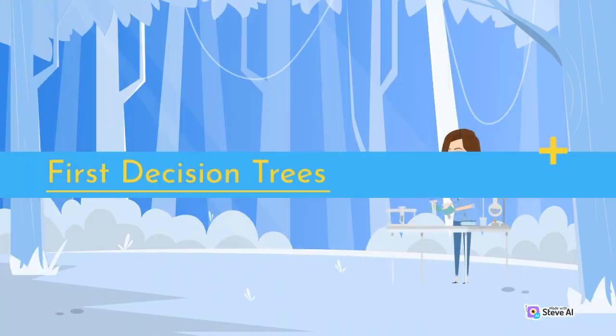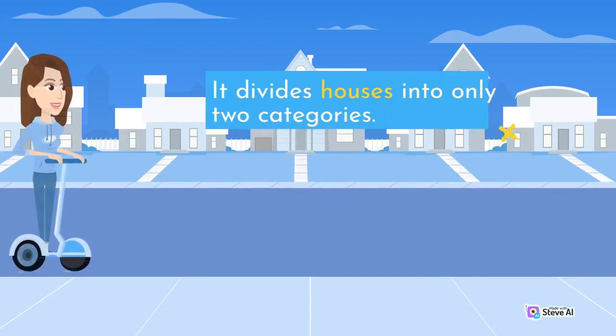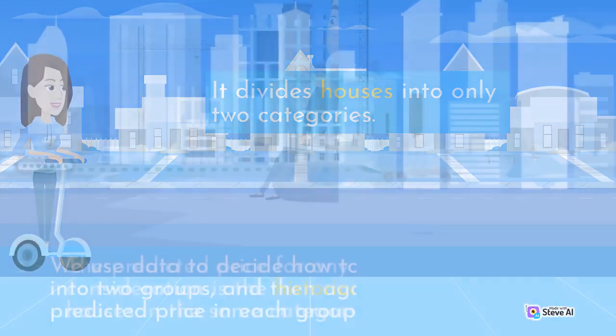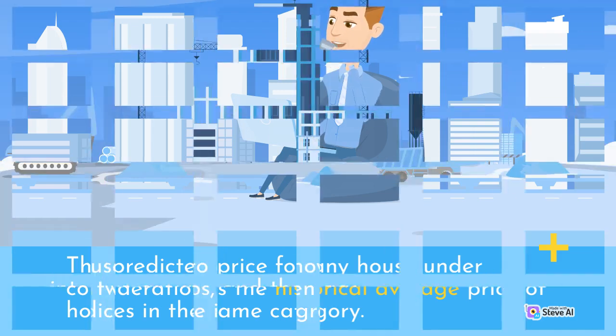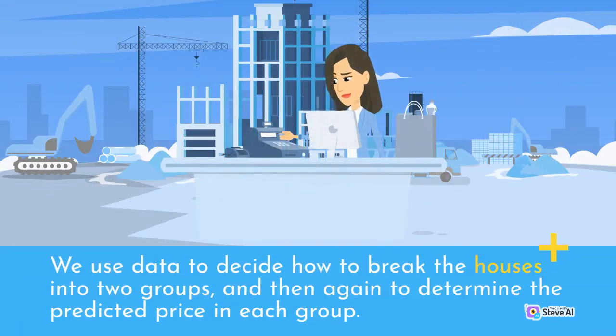First, decision trees. It divides houses into only two categories. The predicted price for any house under consideration is the historical average price of houses in the same category. We use data to decide how to break the houses into two groups, and then again to determine the predicted price in each group.